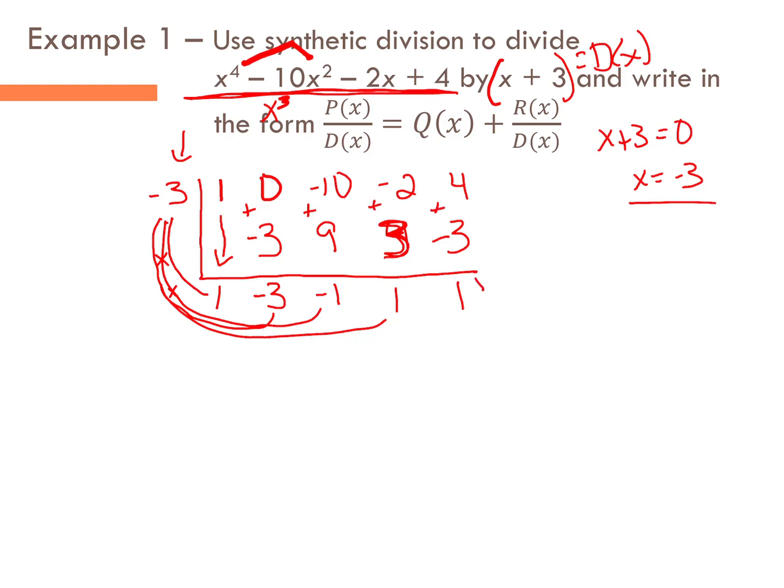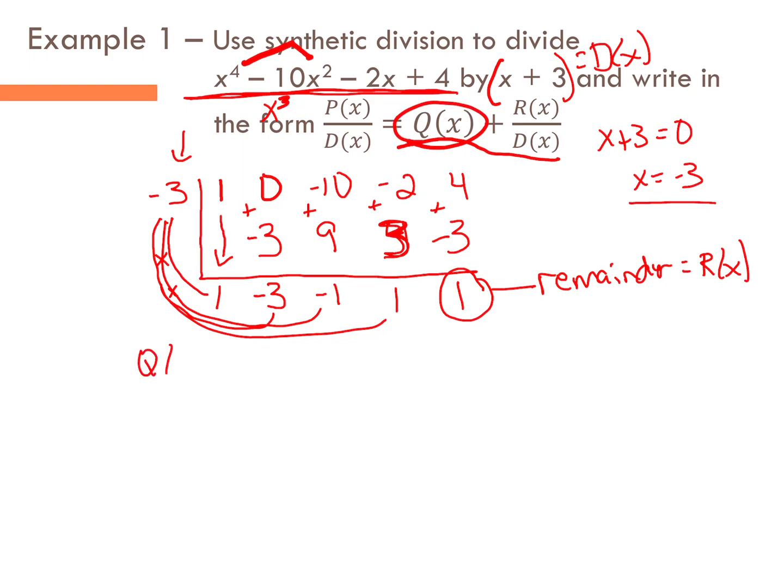This number that we got at the very end is our remainder. So this would be our r of x. Notice how we want our answer, q of x plus r of x over d of x. Now I have my r of x, I know my d of x, so we need to find our q of x.